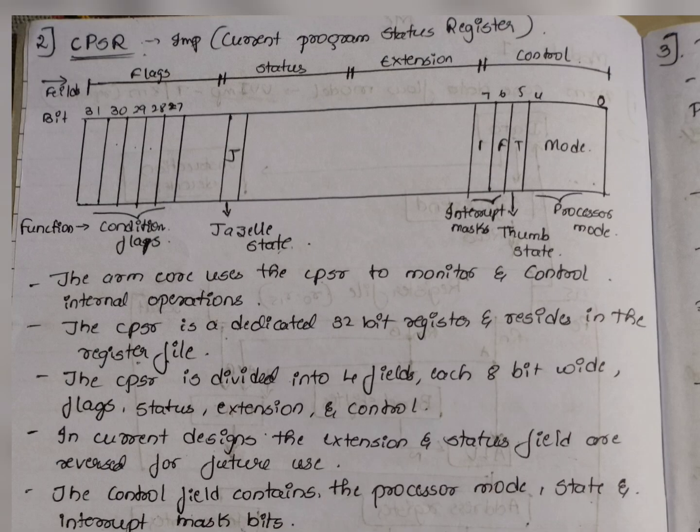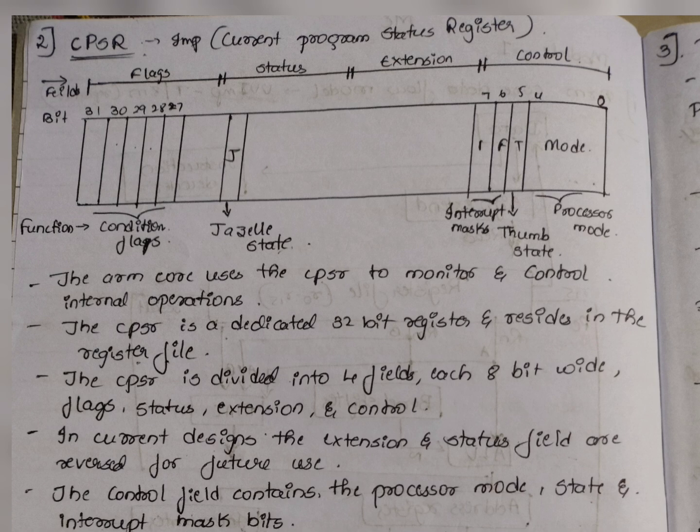CPSR means Current Program Status Register. It contains the fields flag, status, extension, and control. These are the four fields, which contain a total of 32 bits, and the functions include the condition flags, Jazelle state, interrupt masks, Thumb state, and processor mode. These are the functions, bits and fields. This can be explained this way: the ARM core uses the CPSR to monitor and control internal operations.